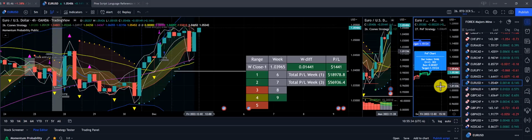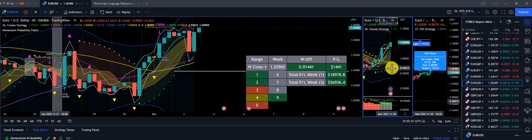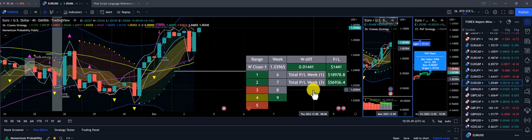Euro US dollar, we have a strategic target of 1.15124 to the upside. Operational picture above the dragon. We will be trading this next week. Overall gain 144 pips with a profit of $1,441.